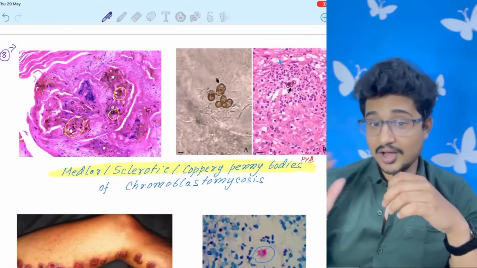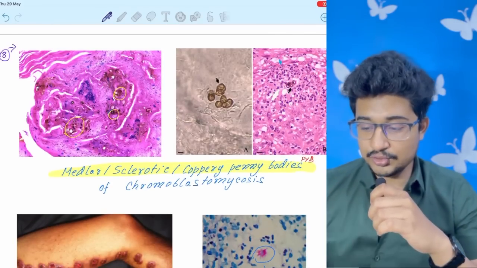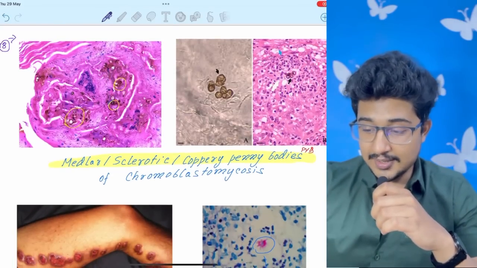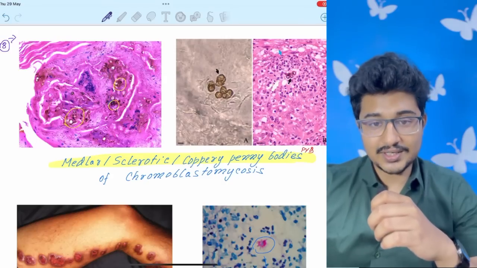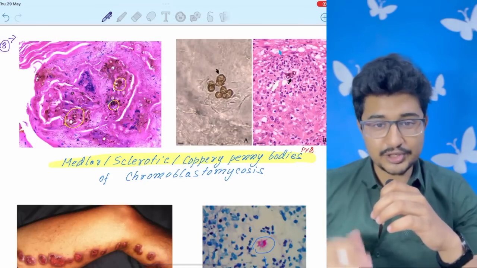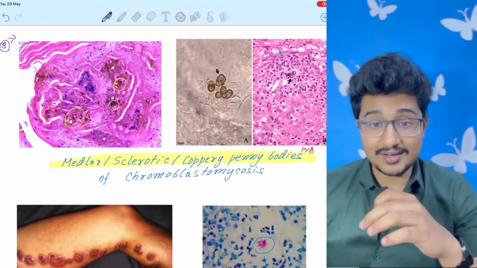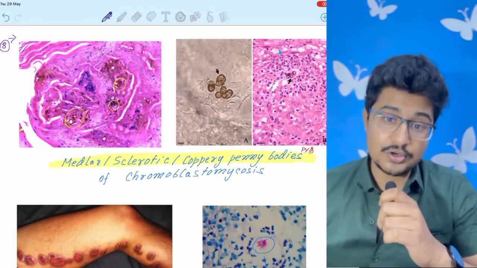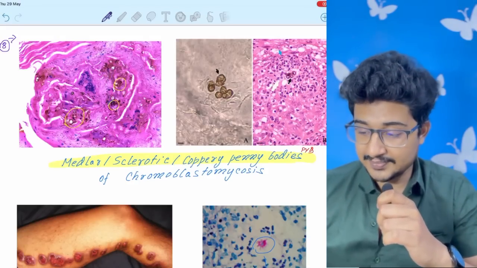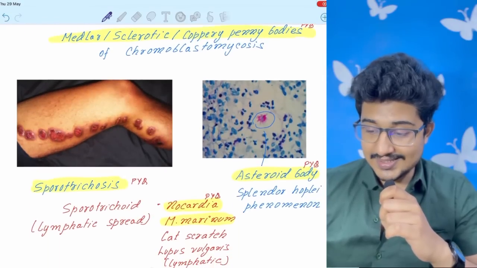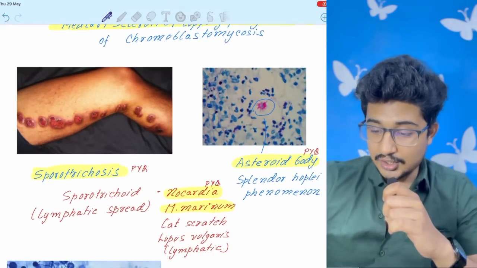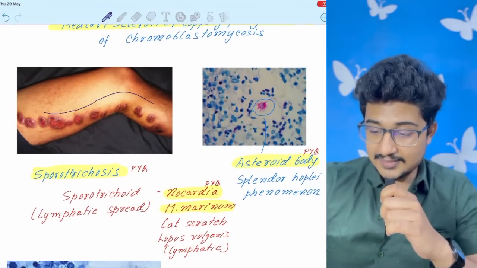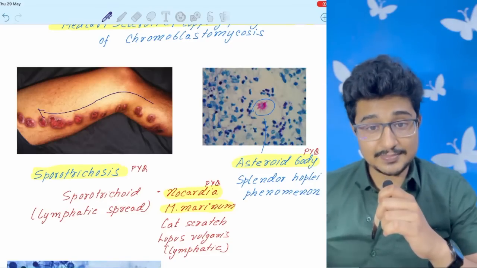Next images are a hot favorite of mycology. So here you can see brown bodies. These are called copper penny bodies, sclerotic bodies, or medlar bodies. These are a classical finding of chromoblastomycosis.